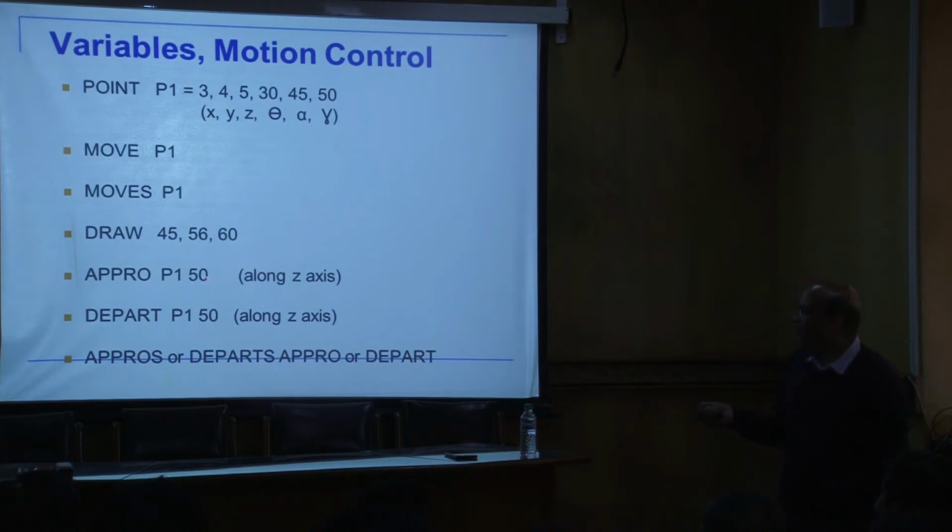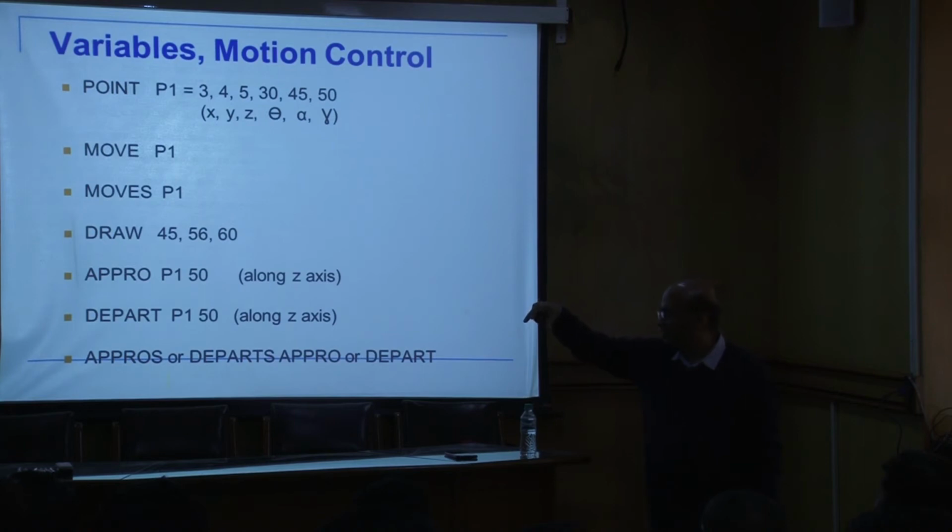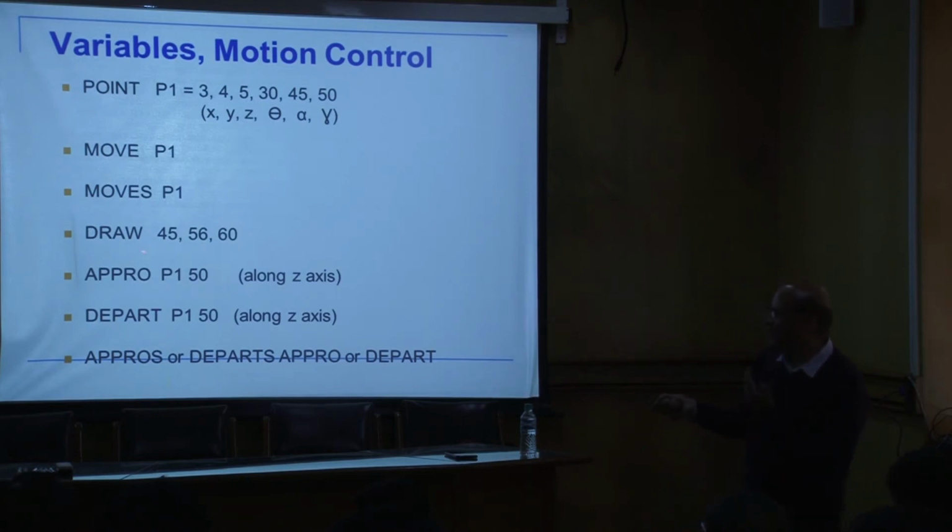Approach P1 is so approach is going on top and keeping a distance. Then we say moves, it goes down, catches, then we say depart. Depart is the opposite of approach. Depart is going backward. Okay, so this is approach, this is depart. So depart is it will go back after catching and keep a distance of 50 from the point P1. It is always along the z axis.